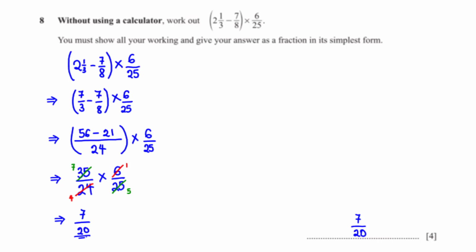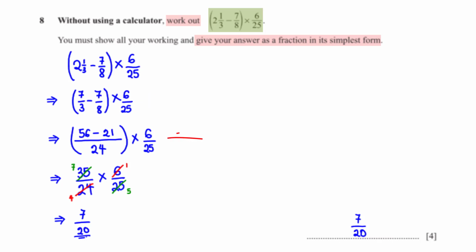Without using a calculator, work out 2 whole number 1 over 3 minus 7 over 8 times 6 over 25. You must show all your working and give your answer as a fraction in its simplest form. So in the first step, we convert the mixed fraction 2 whole number 1 over 3 into an improper fraction, which gives us 7 over 3.